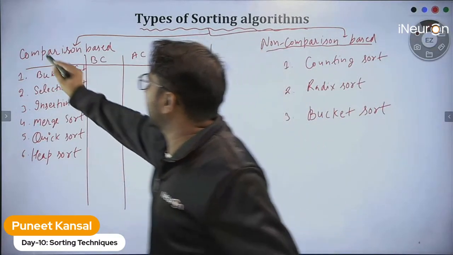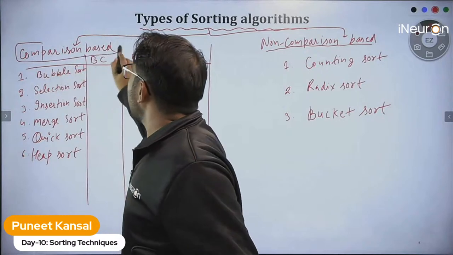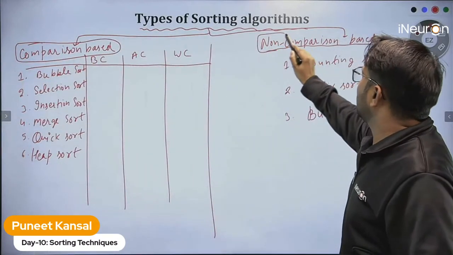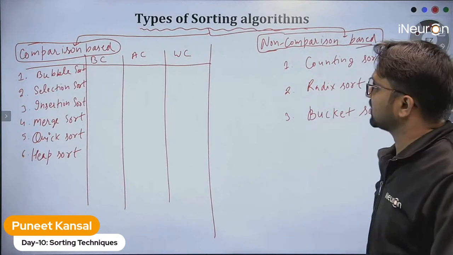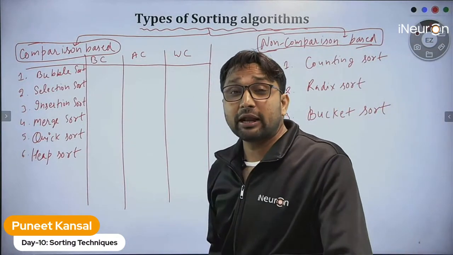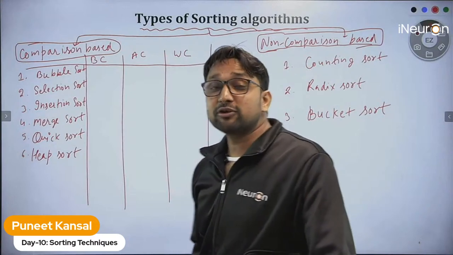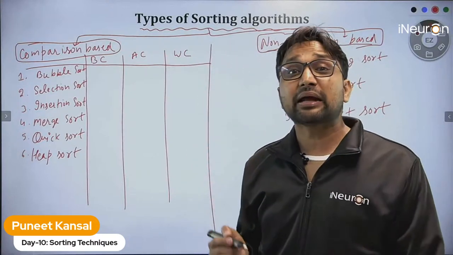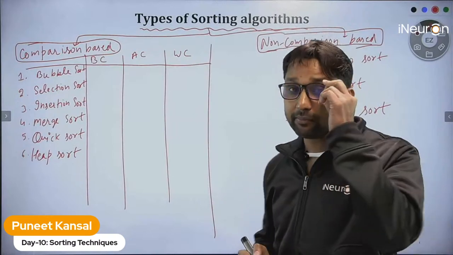First of all, what do you mean by comparison based? How are we categorizing them? What do you mean by comparison based and non-comparison based? Let me tell you. Comparison based sorting algorithms are those in which we are comparing the numbers to sort.